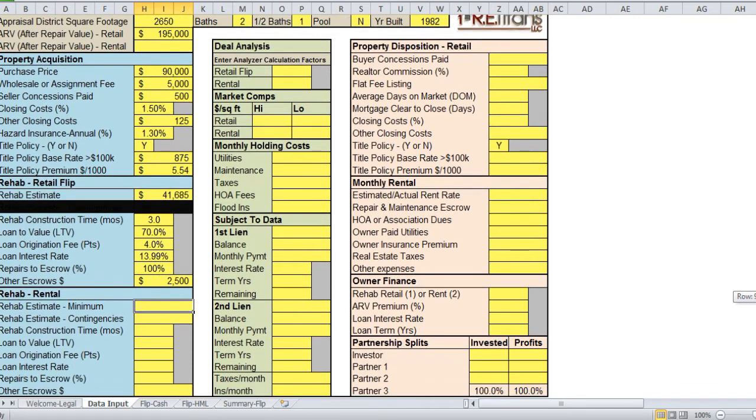You will note in the next section, if we were evaluating this property as a rehab rental, we could also enter the same kind of information down here below to do our evaluation. But in this case, we're going to stick with a retail flip.